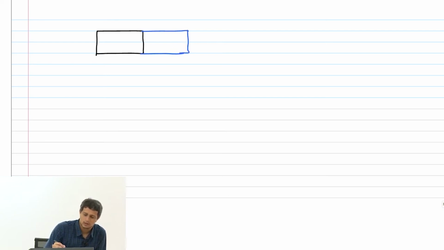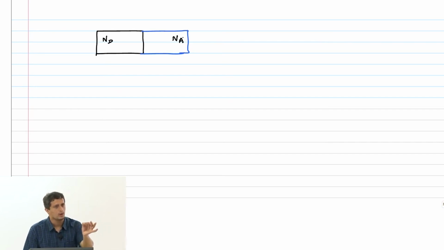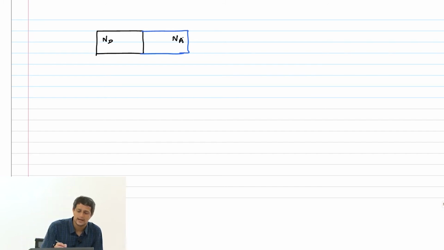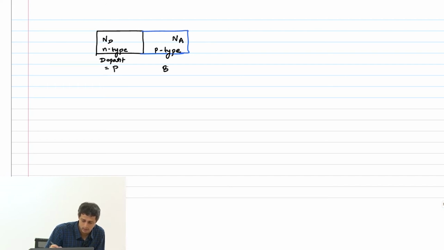Okay, so let's say this is Nd, this is Na. Instead of phosphorus, if I put boron, which is trivalent, there's going to be one electron absent and therefore it's like a hole that is available. That's the abstraction that we need. So I have an N-type semiconductor here, I have a P-type semiconductor here, right? So I can even say the dopant equals phosphorus, and here it is boron.